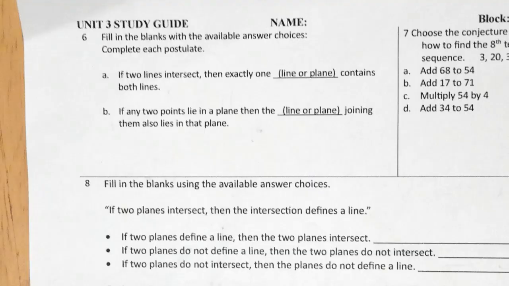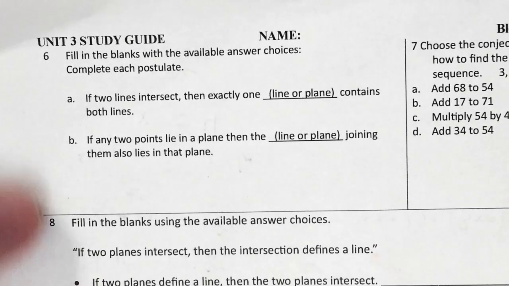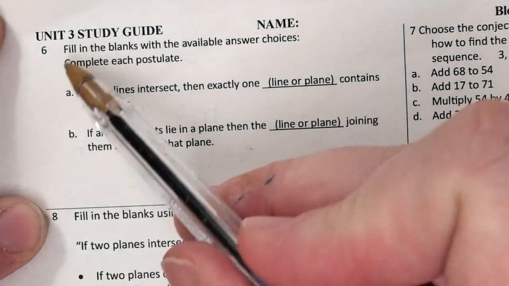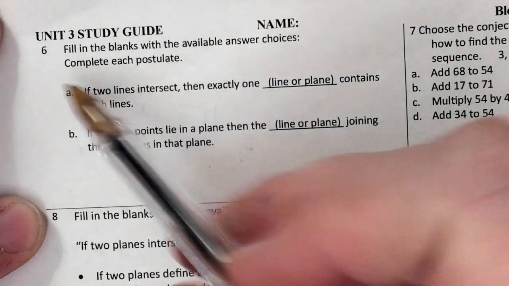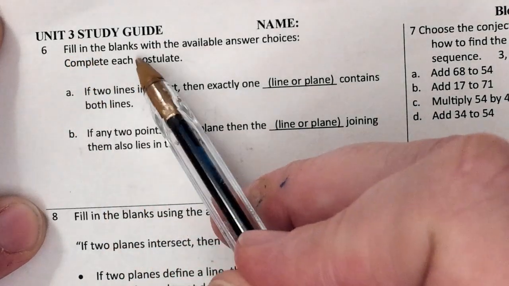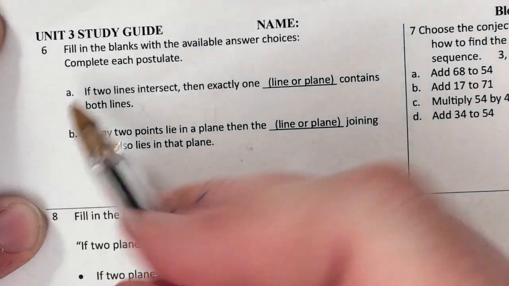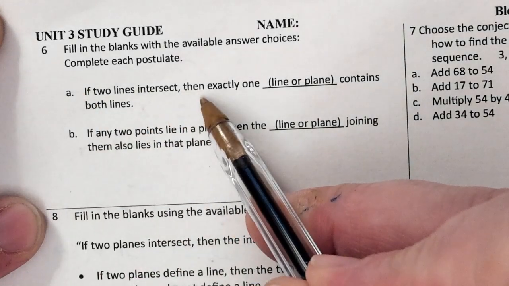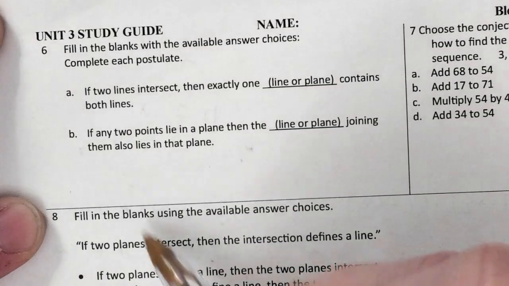All right, now we're going to start talking about some logical stuff. Let's talk about some logic. Over here we have fill in the blank. Fill in the blanks with the available answer choices. I can read, I promise. Complete the postulate. If two lines intersect, then exactly one line or plane contains both lines.